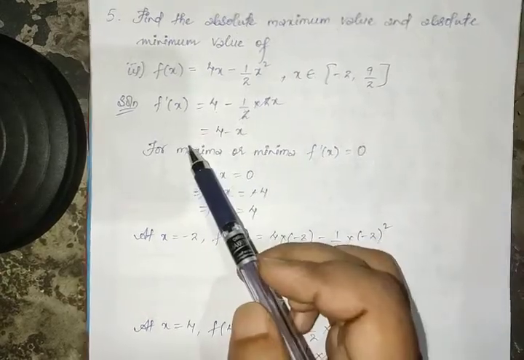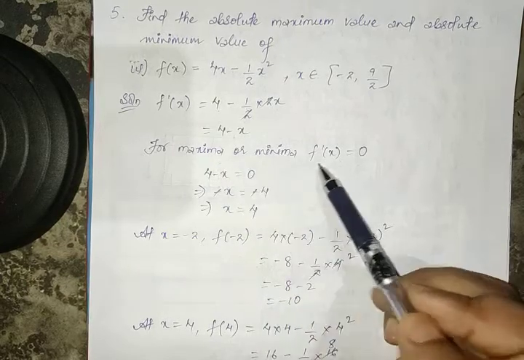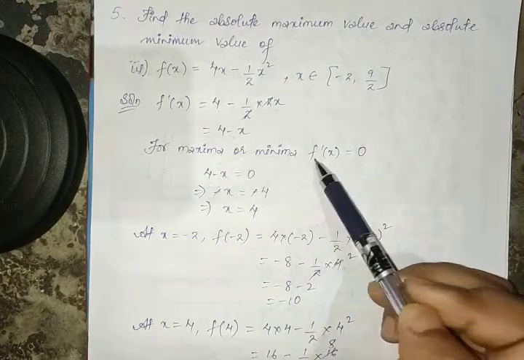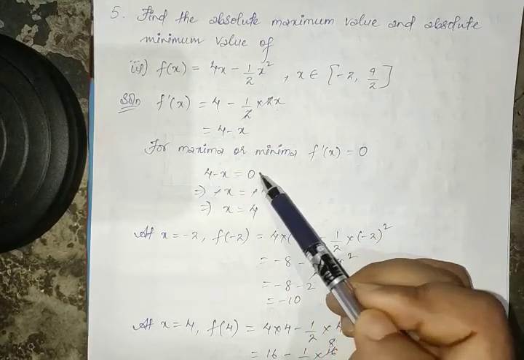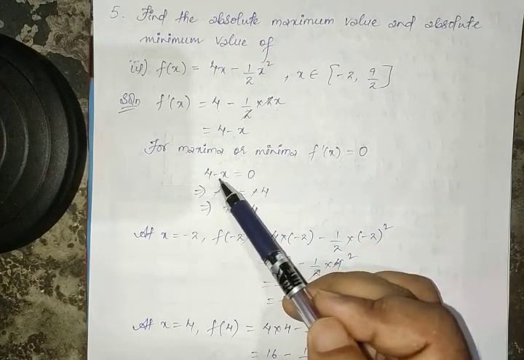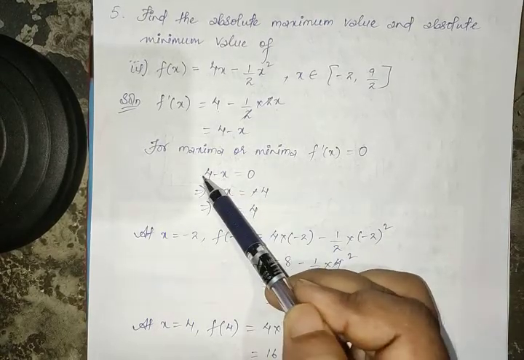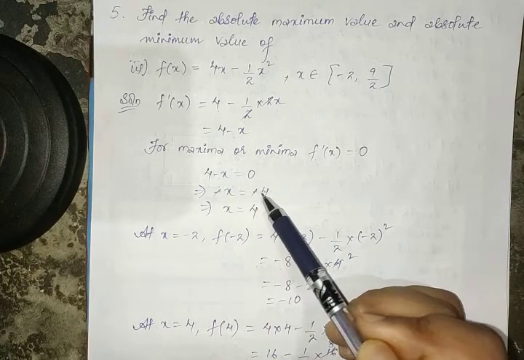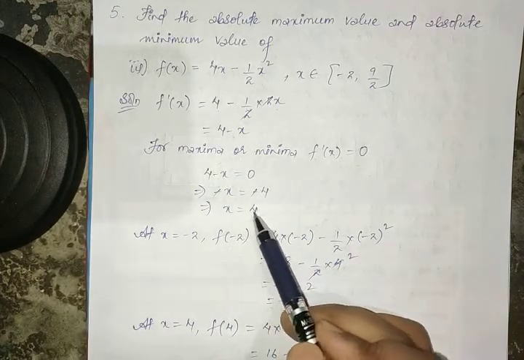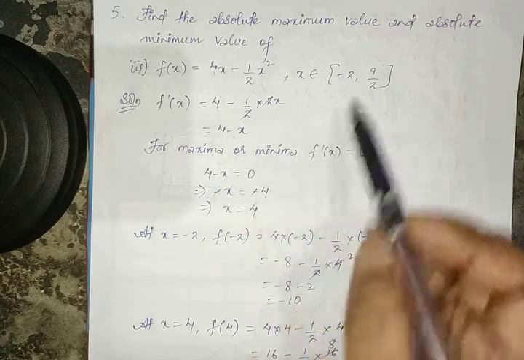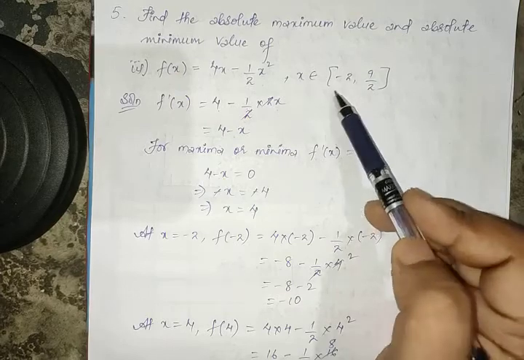Now to find the point, we have to put f'(x) equal to 0, right? So for maxima or minima, f'(x) = 0. So what is f'(x)? It is 4 - x. So 4 - x = 0, and we have to find the value of x. So 4 we will take on the right hand side. So -x = -4. Minus minus is cancelled. So we'll get x = 4. So this is the point, right? And this 4 lies between -2 and 9/2, right? The point 4.